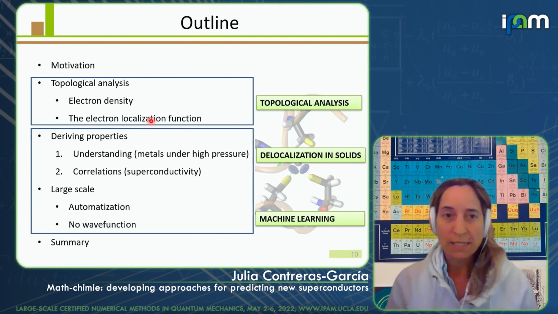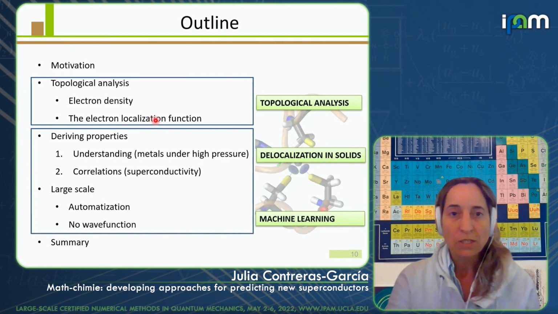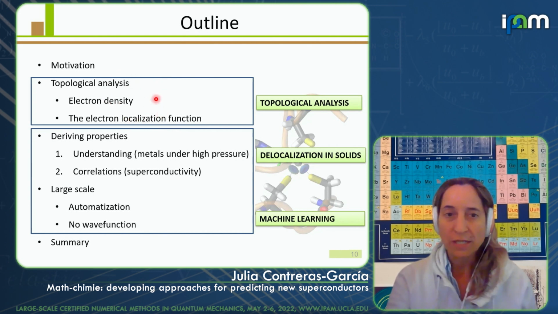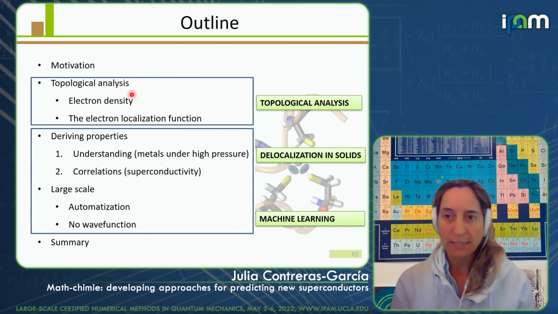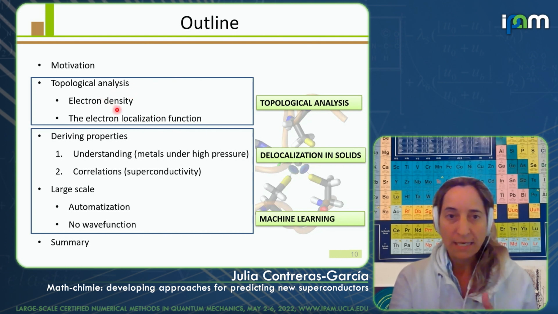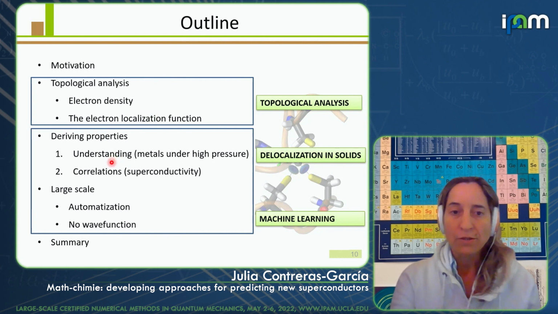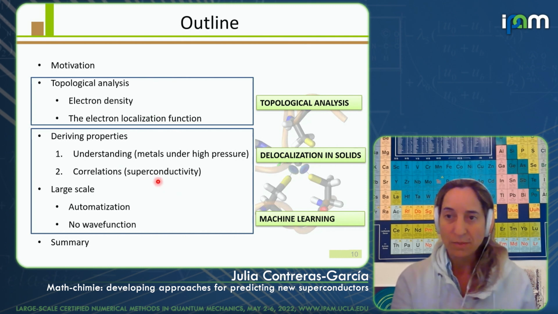So that will actually give rise to the scheme of my talk. I will devote an introduction to what we call topological analysis of the chemical bond, giving you two examples, the electron density and the electron localization function. Now we will use that to derive properties, such as understanding why metals can become insulators under pressure, or how to calculate superconductivity in a cheap way.